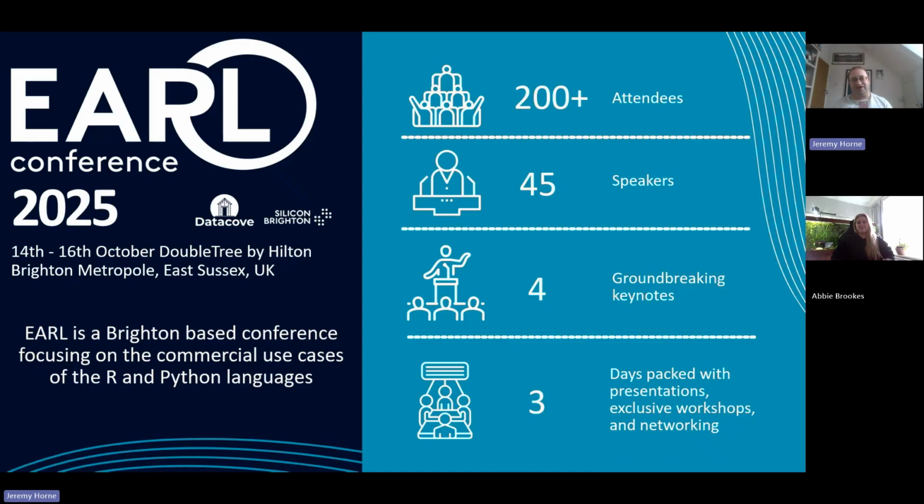Now, we did touch upon Earl at the beginning, and I kind of feel that we can't let the moment go without touching upon Earl again. This is our flagship R and Python conference. It takes place in Brighton, so it's taking place this year at the Hilton Metropole Hotel. Wonderful venue on Brighton seafront. Three days from the 14th to the 16th of October.